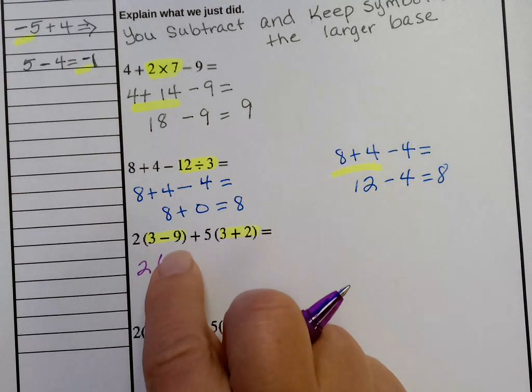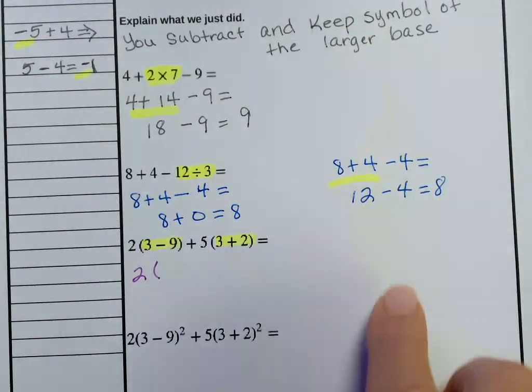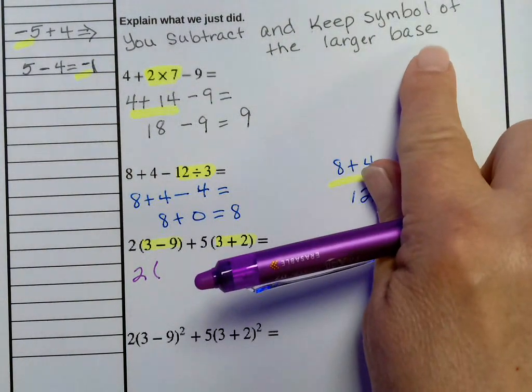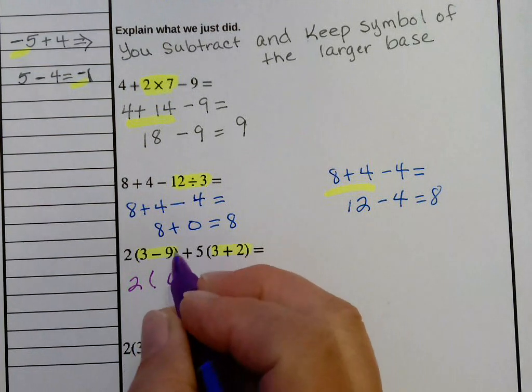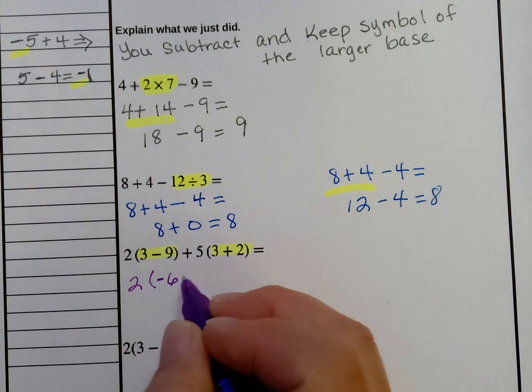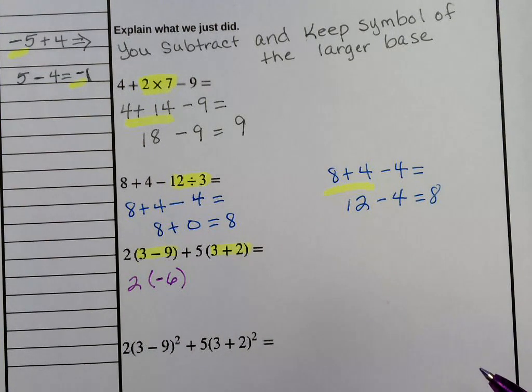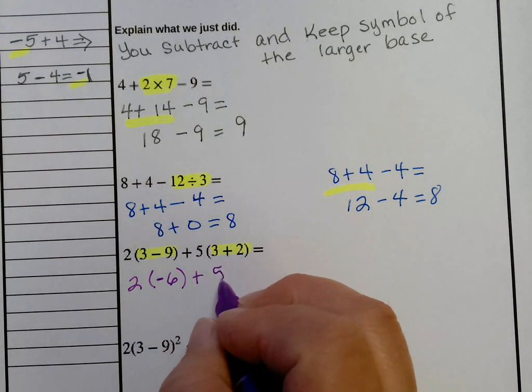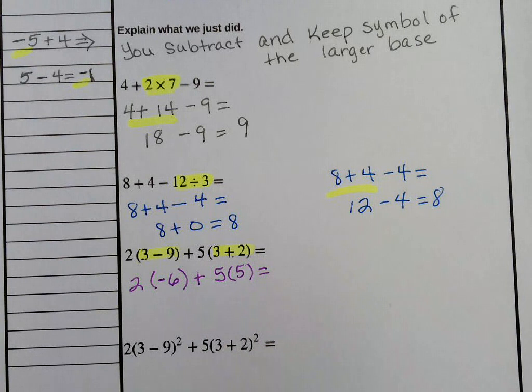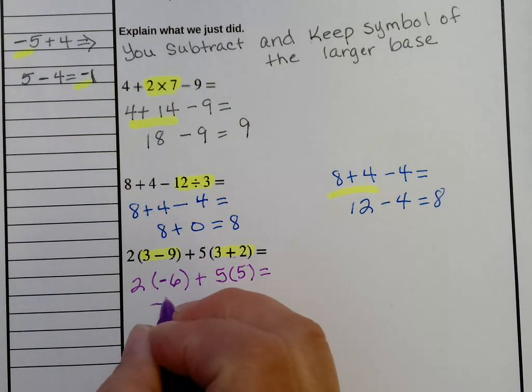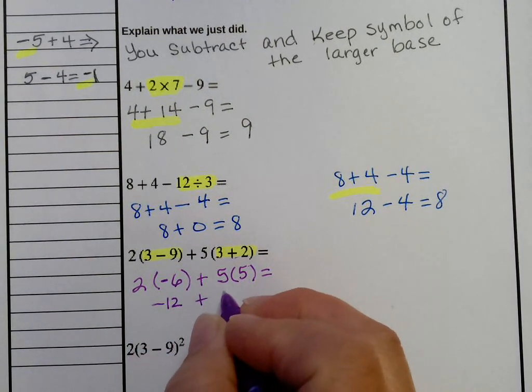Two, 3 minus 9. Remember up here, they're different, opposite signs, so I'm going to subtract and keep the symbol of the larger base. 9 minus 3 is 6. The larger base is 9, which has a negative sign, and I'm done. Plus 5 times 3 plus 2 is 5 equals. Okay, next step, we will be multiplying. 2 times negative 6 is negative 12, plus 5 times 5 is 25.